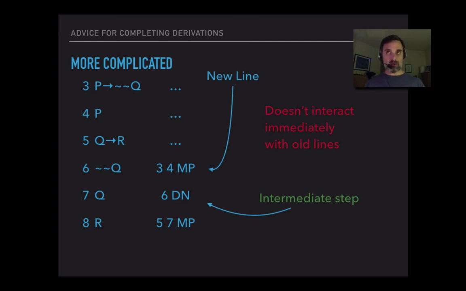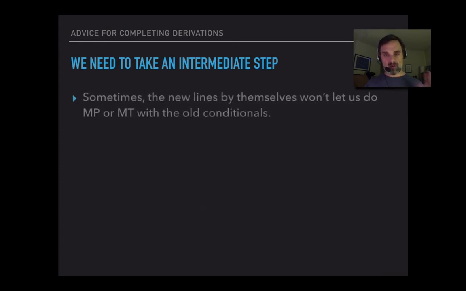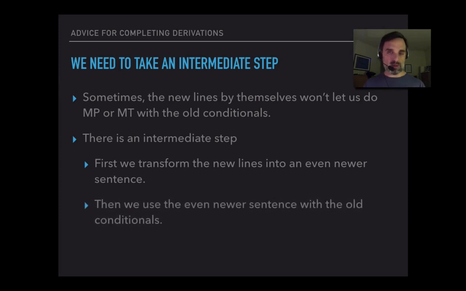And so that's the next sort of evolution, and you've been doing this already in coming up with derivations. So you ask yourself, can my new line and my old lines interact, yes or no? If the answer is no, then the next question is, okay, can I do anything to my new line or my old lines to change it so that then there will be an interaction and I can apply modus ponens or modus tollens? So we need to do this intermediate step stuff. The new lines by themselves won't let us do modus ponens or modus tollens with the old lines, so we need an intermediate step. You transform the new lines into an even newer sentence, and then you can use the even newer sentence with your old conditionals or your old lines.